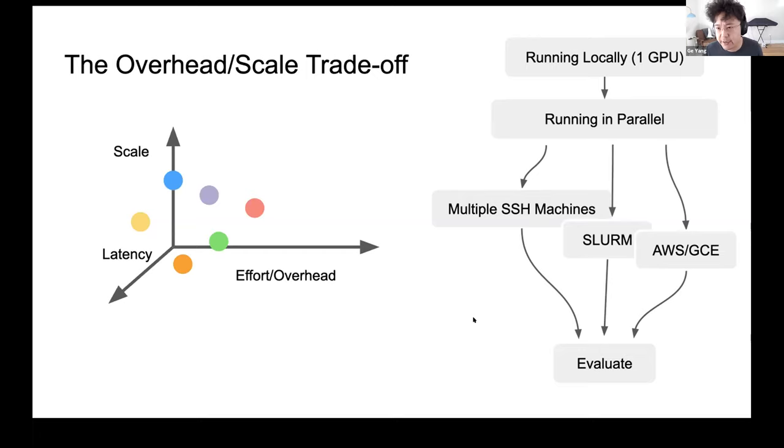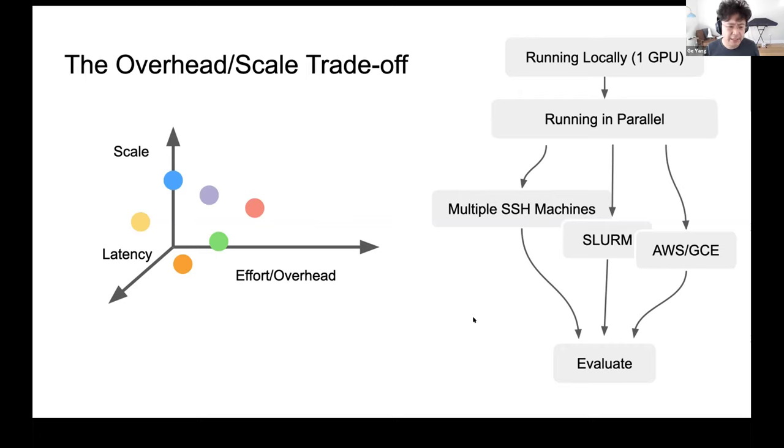So we talked about this overall flow of running locally, running over multiple different SSH machines, on Slurm and GCE. What is the problem? The problem is that you have these different axes of costs and benefits. What we want is to do things at scale. The scale comes with these costs.